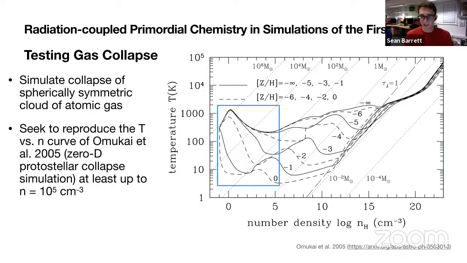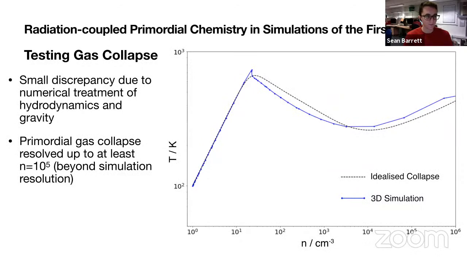So ideally, by attaching my network to a 3D simulation, I'd achieve a similar curve. This is what I tried to do. I've used my network with an idealized collapse and plotted the result in the dashed line there, and then used the same network and same cooling physics with a 3D hydrodynamic simulation to check that it at least gets close. And it pleasingly does, certainly within the tolerance of the large uncertainty of chemical reaction rates. This is more than acceptable. So we can say that the collapse is chemically resolved down to the densities we actually resolve in our simulation, which is good.